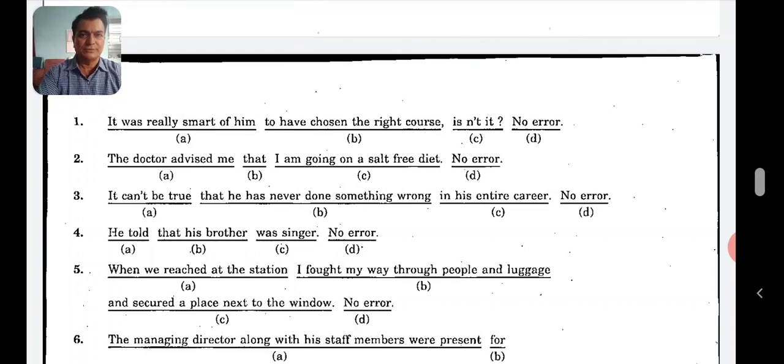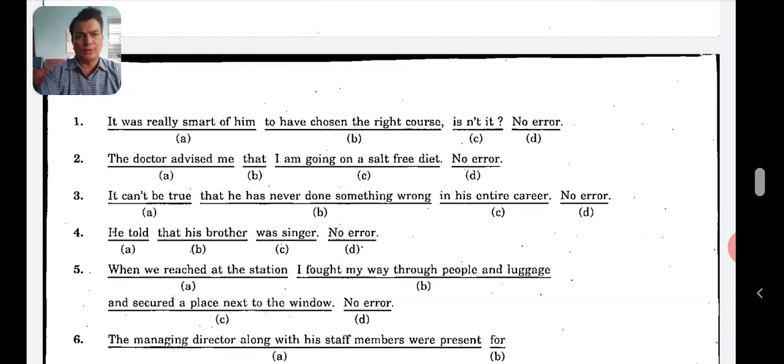Let's go to the third question. It can't be true that he has never done something wrong in his entire career. So what is wrong here? What is the answer here? Answer is B. It can't be true. It's a negative sentence. It can't be true that he has never done. Now, something will not come whenever it's a negative sentence. So what should come? It should be anything wrong. Never. So he has never done anything wrong. So the answer is B there.